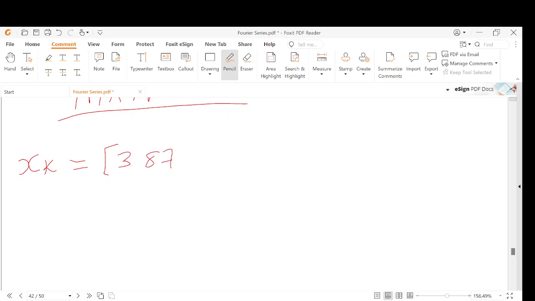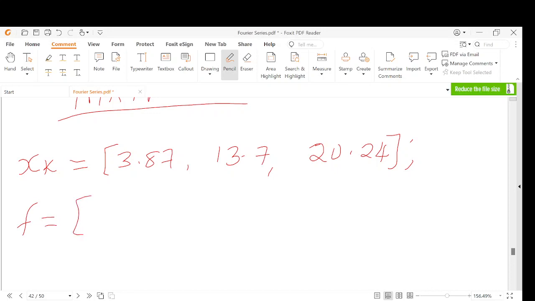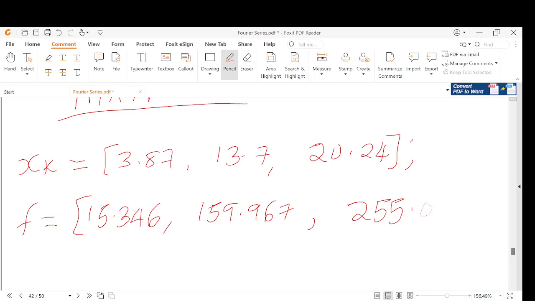3.87, we have 13.7, we have 20.24, then the values of the function, which were 15.346, 159.967, and 255.067.